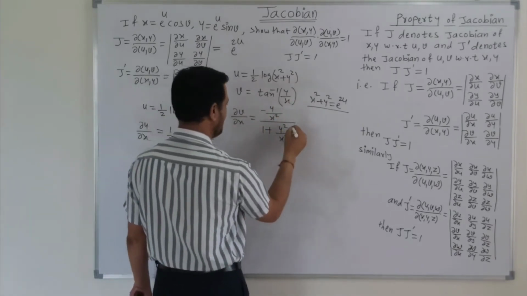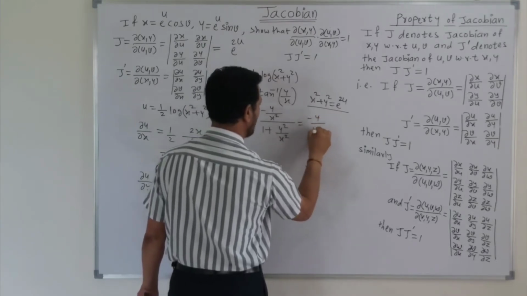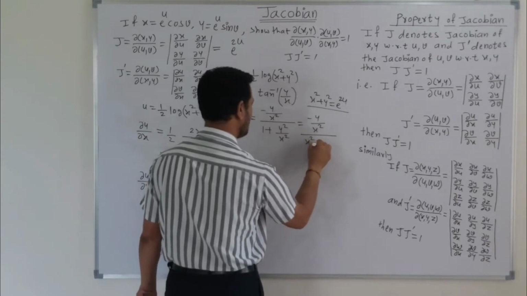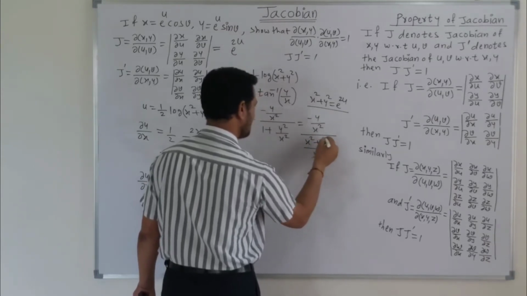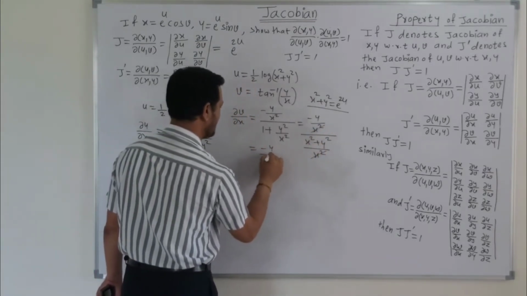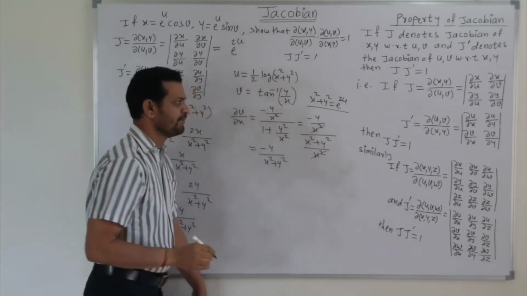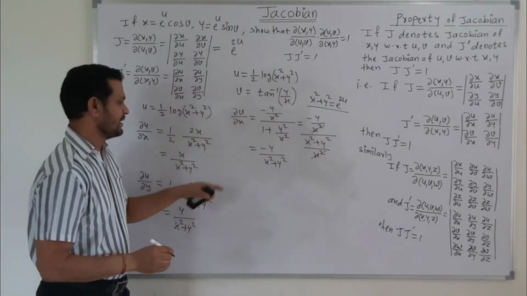So once again, if we try to simplify this, then we get minus y upon x square divided by x square plus y square upon x square. So this x square and this x square will get cancelled, and we get minus y upon x square plus y square. So in this way we get the partial derivative of v with respect to x.